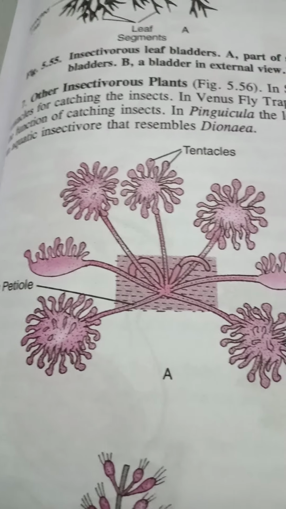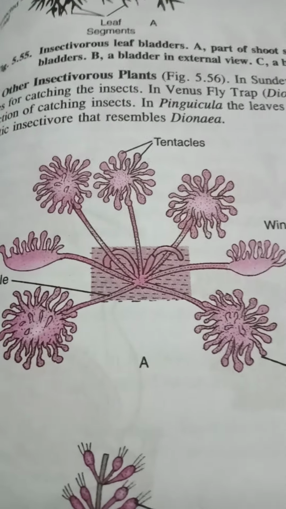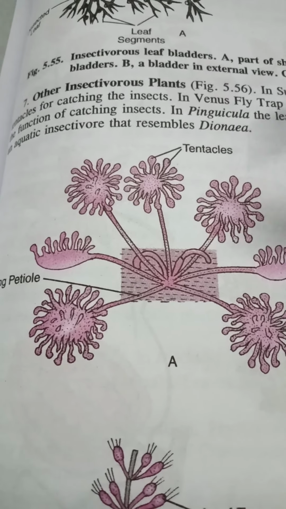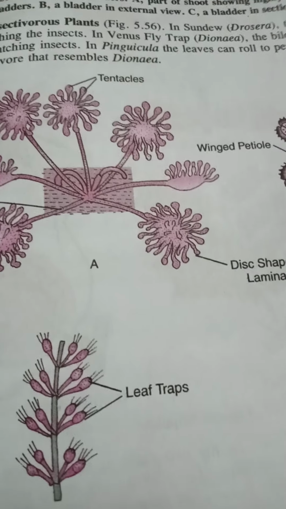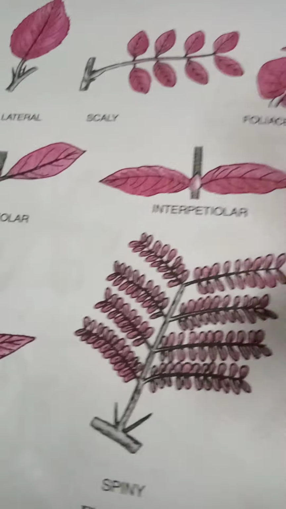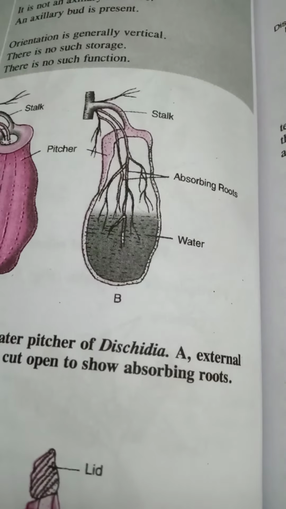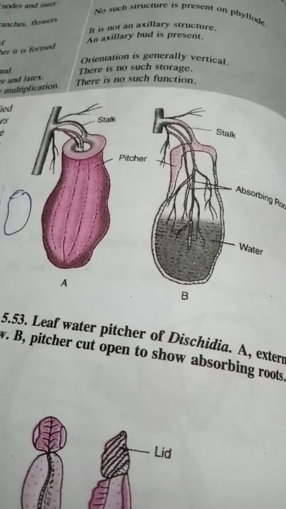So all these are different modifications of leaves, which are meant for different functions. Now, insectivorous plants have different modifications for trapping insects. These are all about our leaf modification.